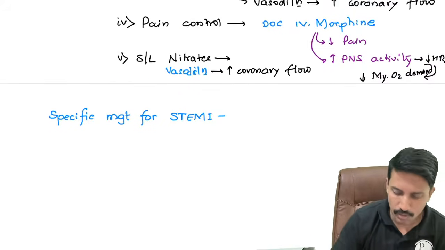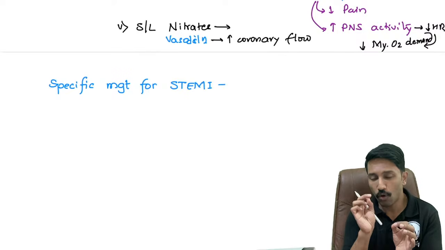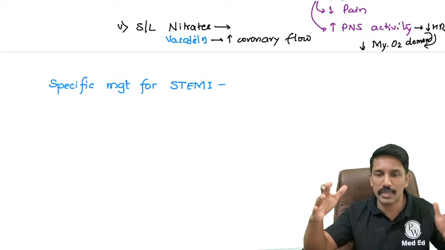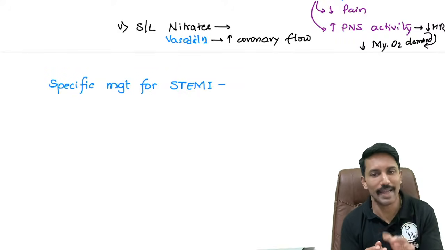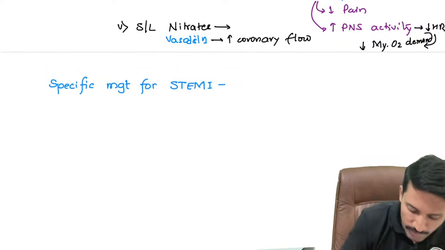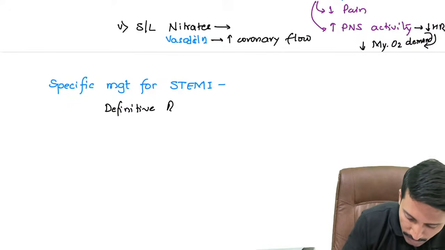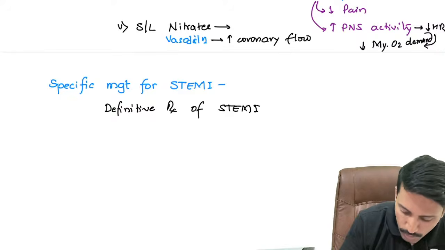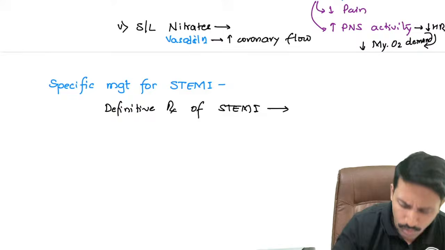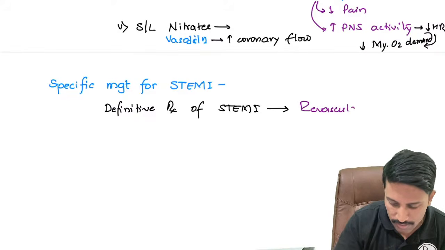Okay, so in STEMI, the whole myocardium thickness is dead. Now, if I do not open this blood vessel, larger areas will become dead, which is more critical. I don't want that to happen. So I want to open this blood vessel as soon as possible. So how we can open? The definitive treatment of STEMI is revascularization. Now, what do I mean by that? Open the blocked blood vessel. It is called as revascularization.